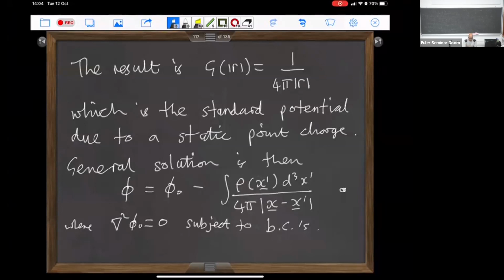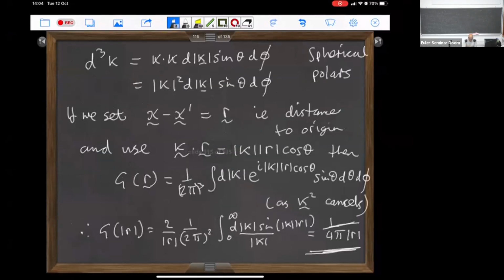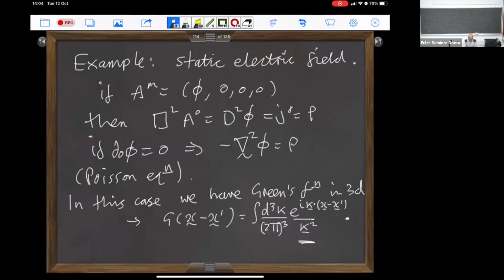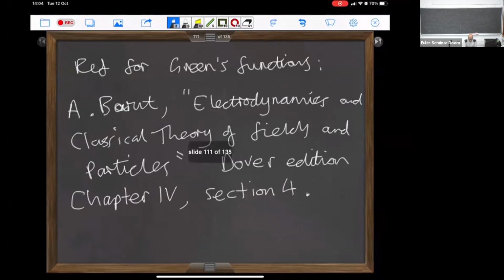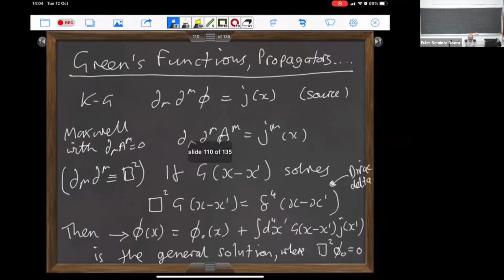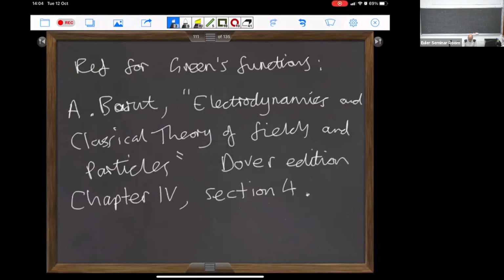Yeah, so last time we were looking at Green's functions and propagators. So let's quickly go through that, and then today we're going to move on to the Dirac equation.